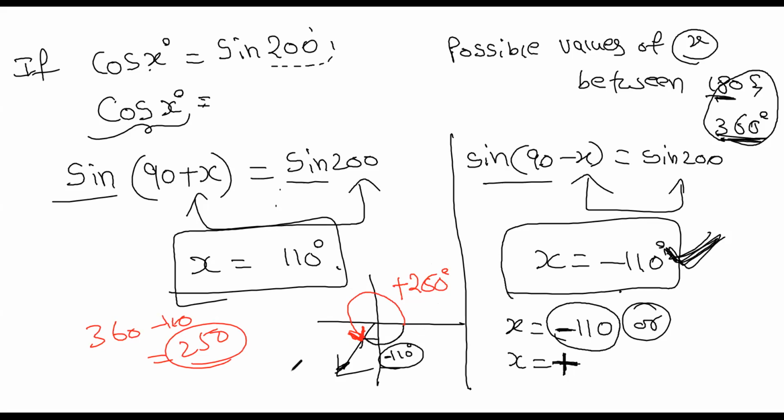So I just subtract that from 360 to get the positive angle. Positive angle means you are going anti-clockwise. Negative angle means you are going clockwise. This is the conversion from positive angle to negative angle, or vice versa. You can do it either way. Now plus 250 lies between 180 and 360. So the answer can be minus 110 degrees or plus 250 degrees.